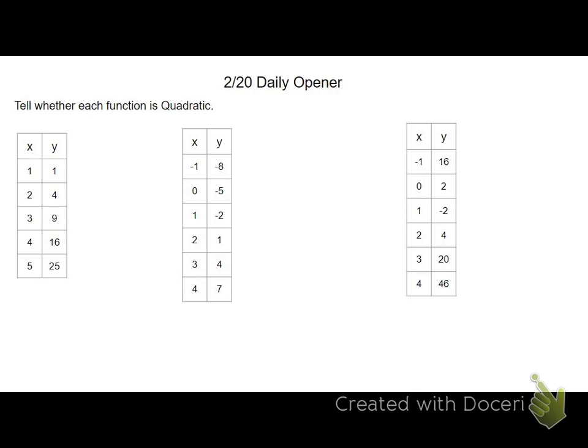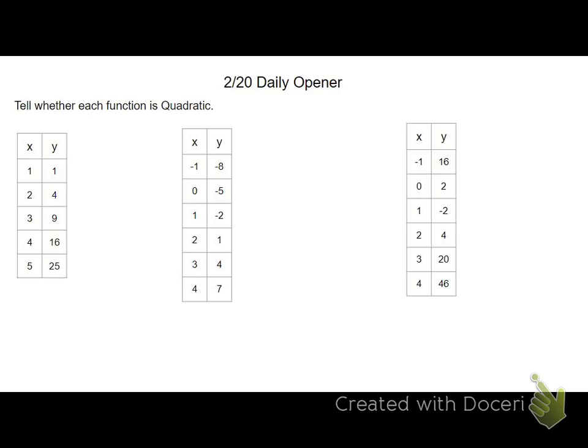We want to make sure that the x's are not the same, and then we look at the y, and we're going to make sure that the second difference of my y numbers is what? The second difference is what? What's that key term I'm looking for? Constant. There we go.